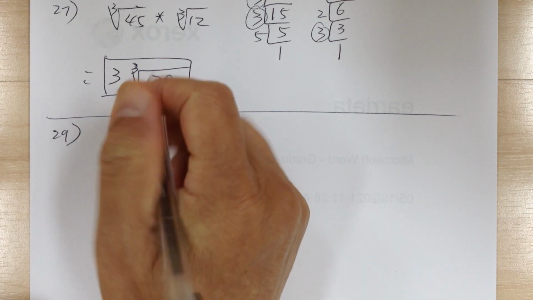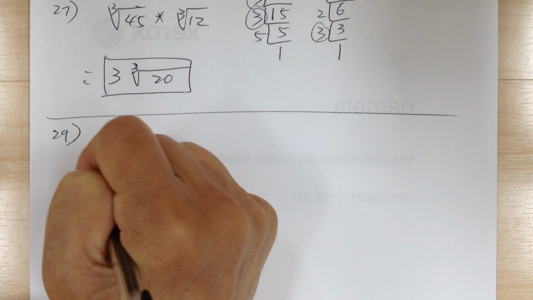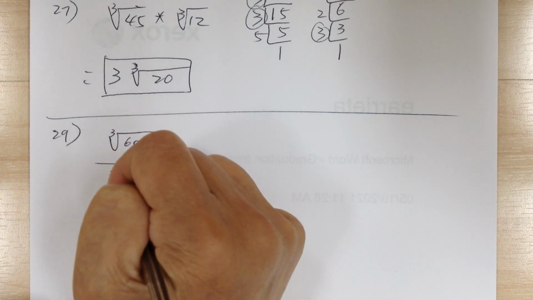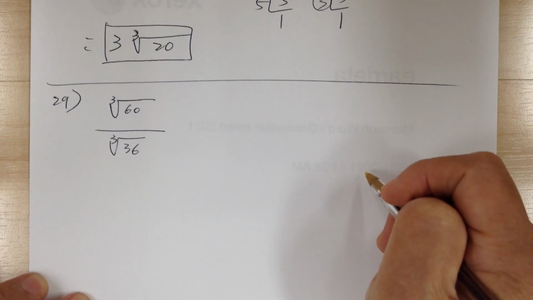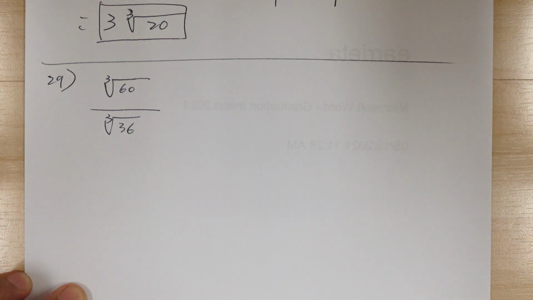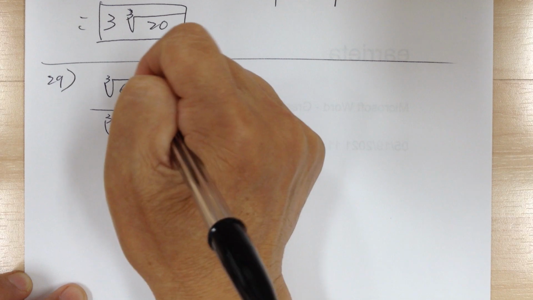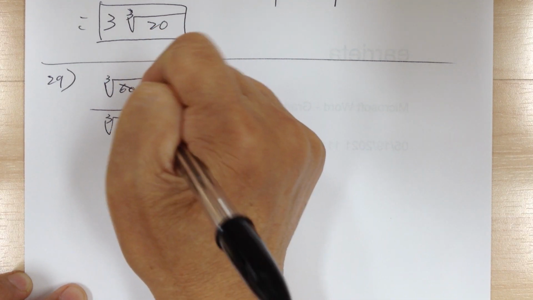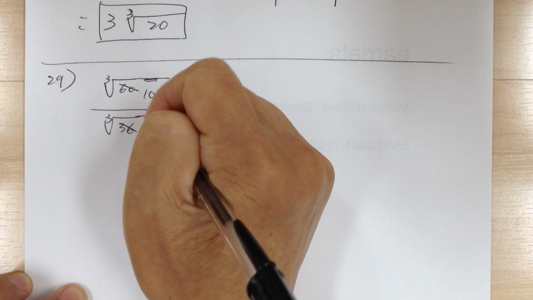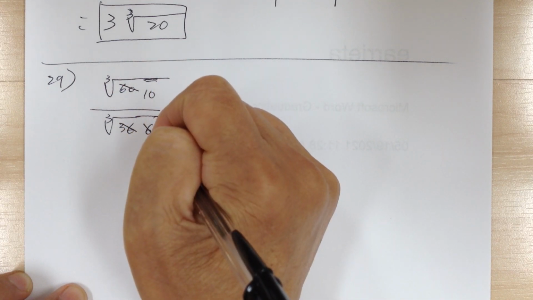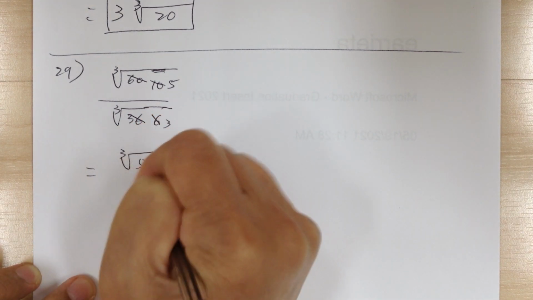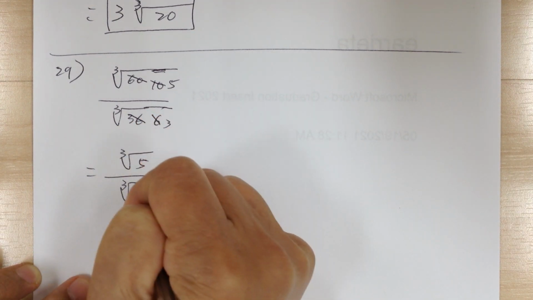Okay, next one, number 29, you've got cube root of 60 over cube root of 36. Again, whenever you can, try to reduce as much as you can. All these are multiples of 6. So divide by 6, you get 10. Divide by 6, you get 6. Then you divide by 2. Divide by 2, you get 3. Divide by 2, you get 5. So this becomes cube root of 5 over cube root of 3.